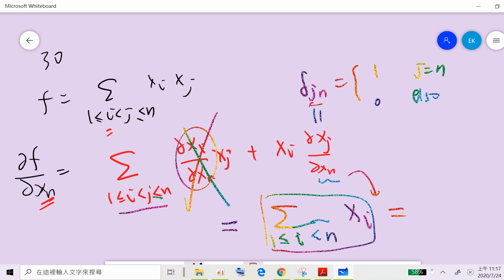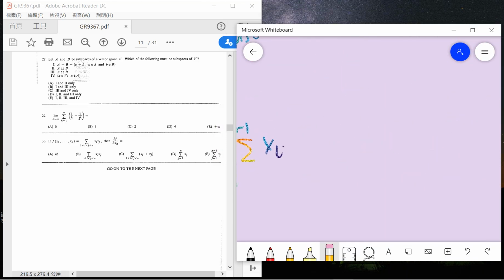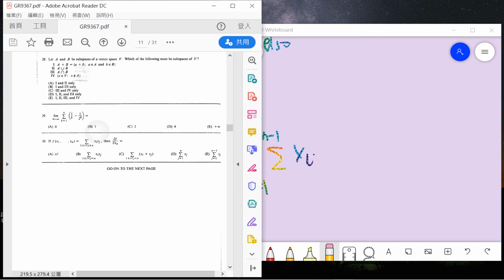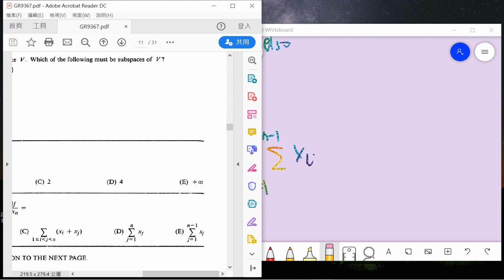Or you can write it as the sum from i equal to 1 to n minus 1 of x_i. Right. So the answer is E. Let me tell you, the answer is E.